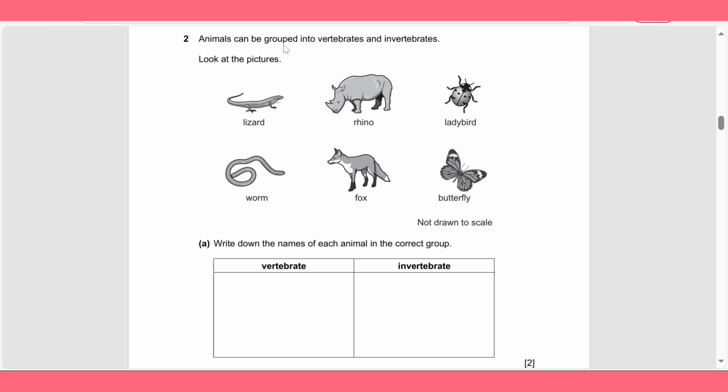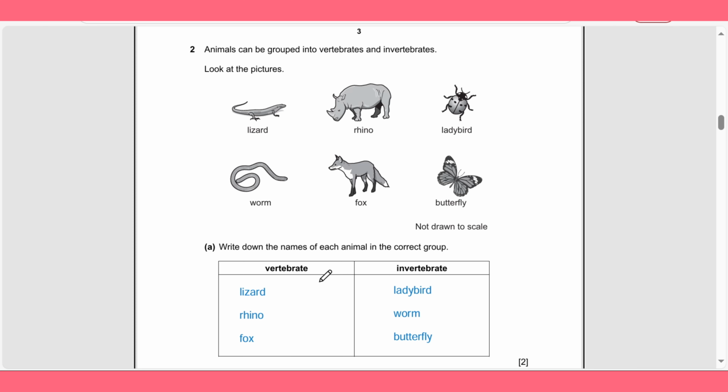Number 2, animals can be grouped into vertebrates and invertebrates. Look at the pictures: lizard, rhino, ladybird, worm, fox, butterfly. A. Write down the names of each animal in the correct group. Let's check out the answer, guys. If you need some more time, you may pause this video. Well, the answer is lizard, rhino, and fox for vertebrate, and ladybird, worm, and butterfly for invertebrate.